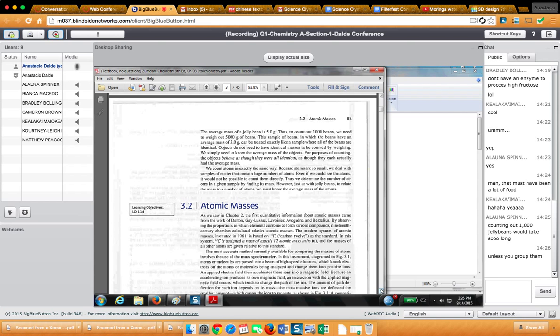And it'd be a real pain, especially if you wanted to count out a reasonable amount of stuff. You would be there counting all day, probably for the rest of your life and the rest of your grandkids' life, because they're really small. But before I get to that, let's talk about this concept of atomic mass.